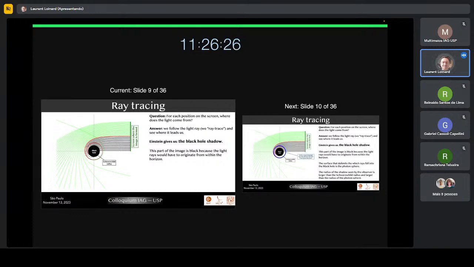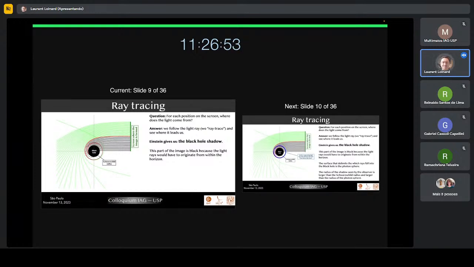And this is what defines what's called a shadow. The shadow is a region on your screen where you're looking at rays that actually end up inside of the black hole. You're looking at light rays that have a finite length and end up inside of the black hole. And so the next thing you can ask is, how big is this thing? How big is this region?